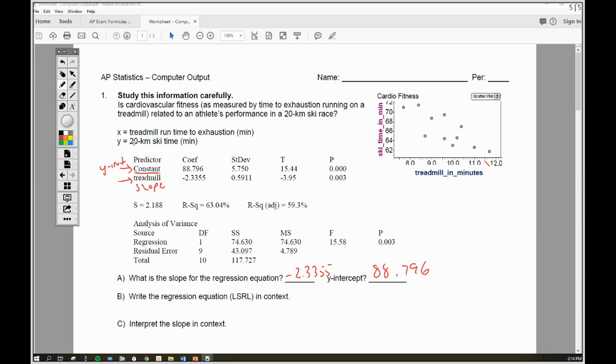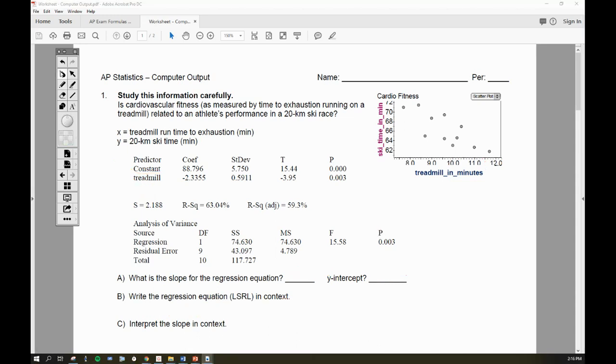Write the regression line in context. So we're going to say, okay, well, y is ski time. So I'm going to put ski time hat equals negative 2.3355 times treadmill time plus 88.796. Notice that I have my y and my x here, even though we defined them up here. We could use y and x again, but it says in context that I did it.